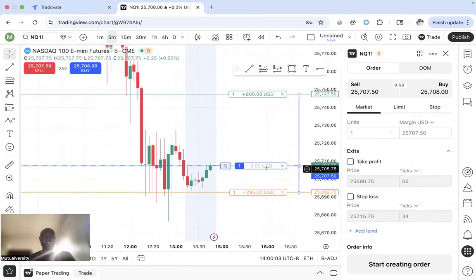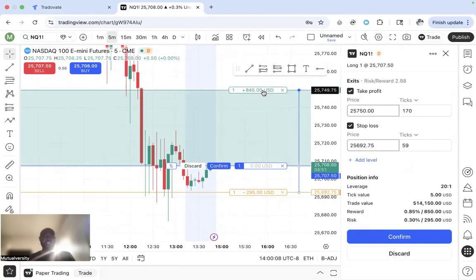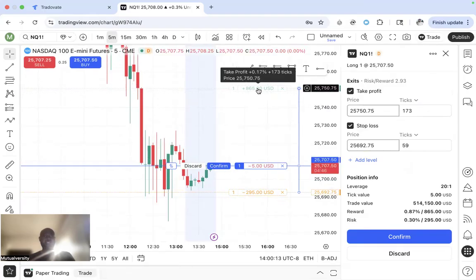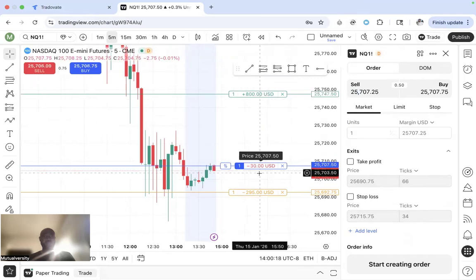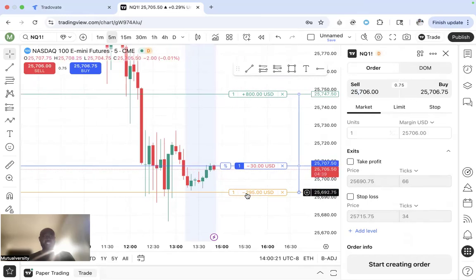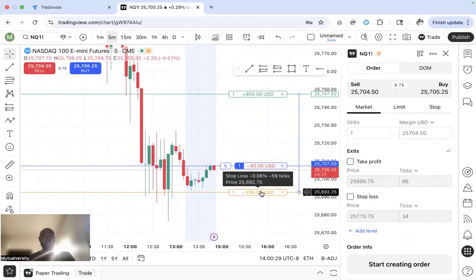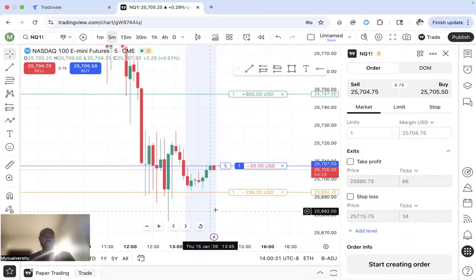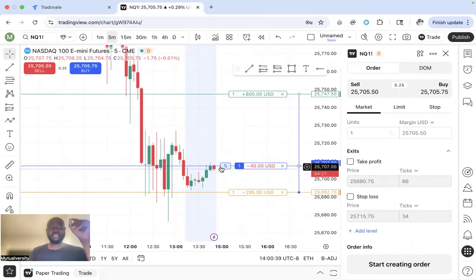So this area is showing you how much money you're making. This is your target of the actual amount. If price comes all the way here, you'll make $865. If price comes out here, you make $800. If price comes this way, you're saying that you're only willing to lose $295. You don't want to lose more than that. But if you don't have a stop loss and price keeps going down, you just keep losing money. So it's very important to always have a stop loss to mitigate the amount of money you can lose in case price comes against you.